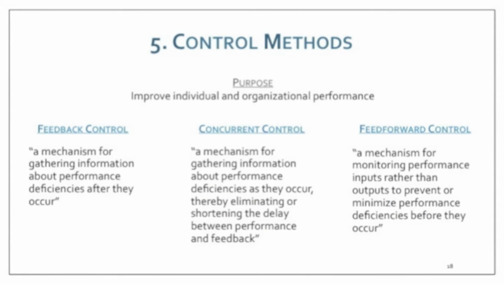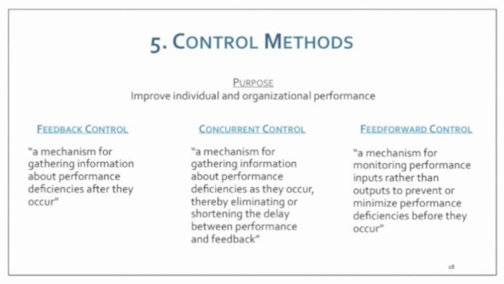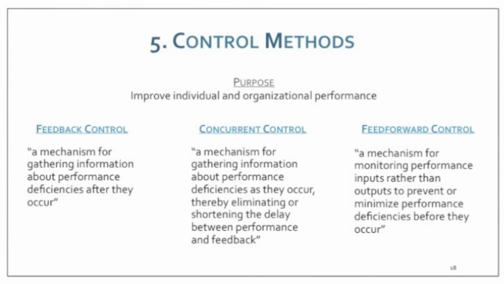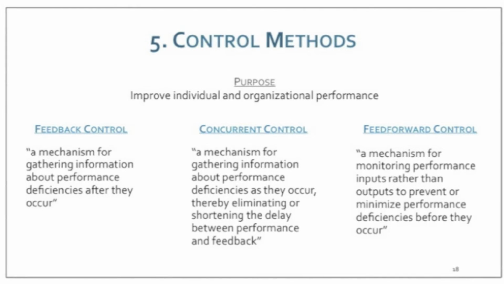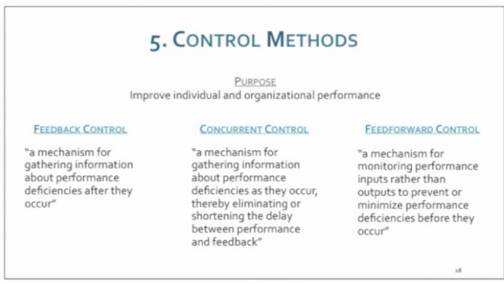As for the control methods, the purpose is to improve individual and organizational performance. You have 3 types of control that are feedback control, concurrent control, and feed-forward control. Feedback control is a mechanism for gathering information about performance deficiencies after they occur. Concurrent control is a mechanism for gathering information about performance deficiencies as they occur, thereby eliminating or shortening the delay between performance and feedback. Feed-forward control is a mechanism for monitoring performance inputs rather than outputs to prevent or minimize performance deficiencies before they occur.